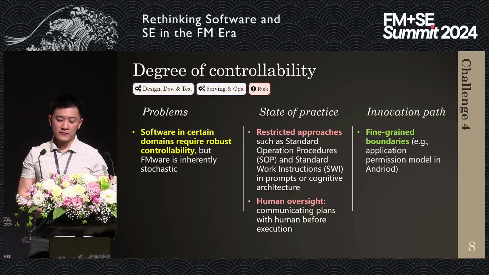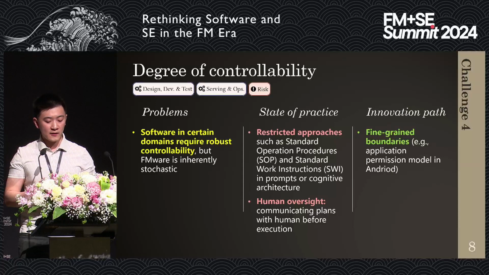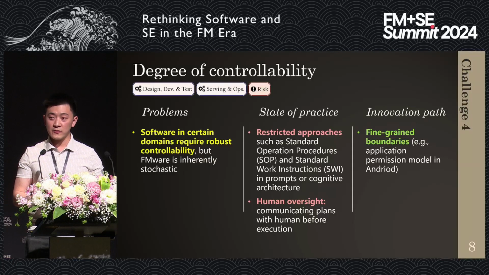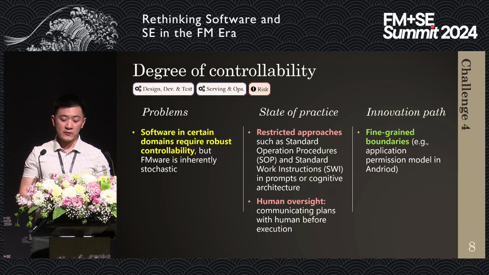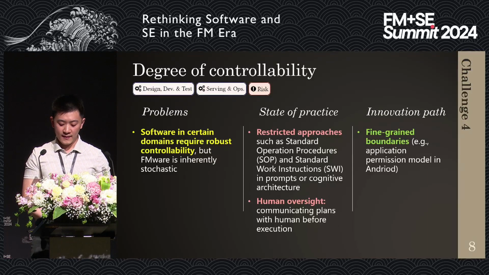So the innovation path forward, we believe, can borrow some ideas from traditional software where we actually build models of application permission control for a lot of systems, for example, Android. Can we utilize a similar method to build up the fine-grained boundaries for what is safe and what is controllable of a behavioral foundation model system?